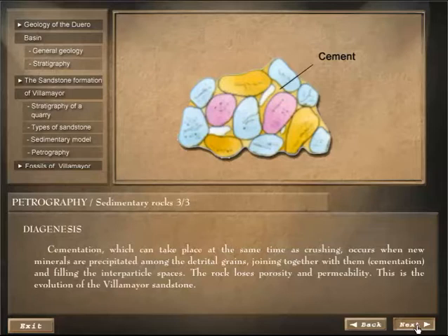Cementation, which can take place at the same time as crushing, occurs when new minerals are precipitated among the detrital grains, joining together with them, cementing, and filling the interparticle spaces. The rock loses porosity and permeability. This is the evolution of the Villamayor sandstone.